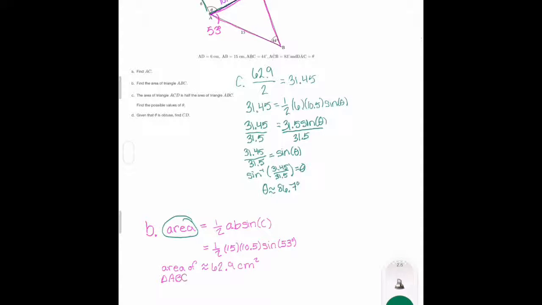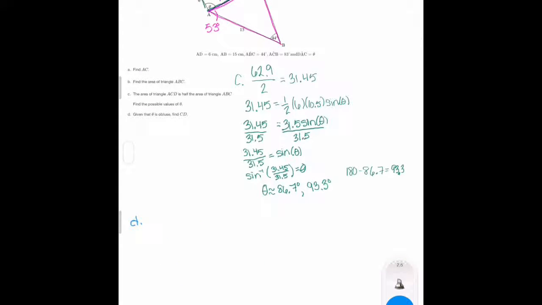Now, the problem gives us a big hint that this is an ambiguous triangle when it says to find the possible values of theta. So you have to remember that to find the other possible value of theta, all you do is take 180 degrees and subtract the 86.7 degrees from there. And when you do, you're going to get 93.3 degrees. So theta is 86.7 degrees, or it can also be 93.3 degrees.